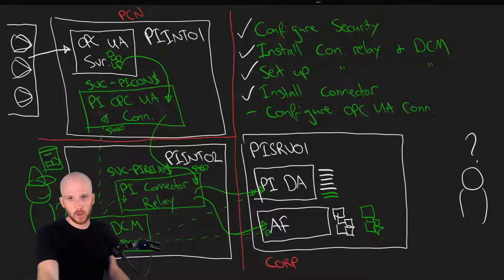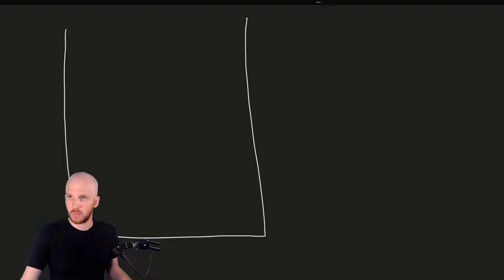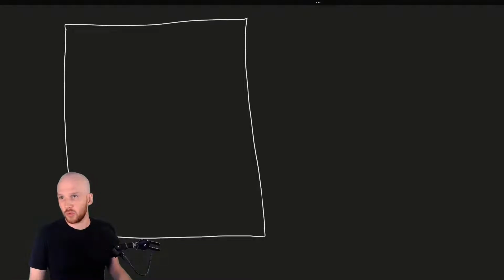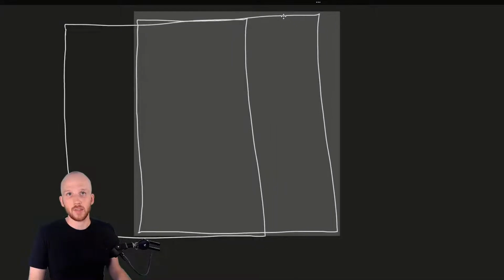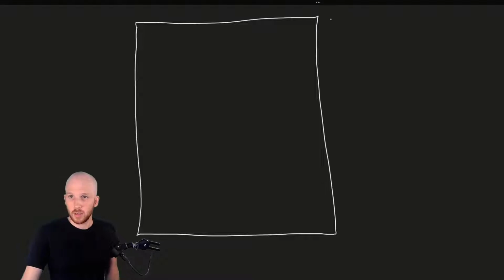So a little bit on how OPC UA security works. We really have two objects here. That's my big head in the way. That's better. We have two objects here.